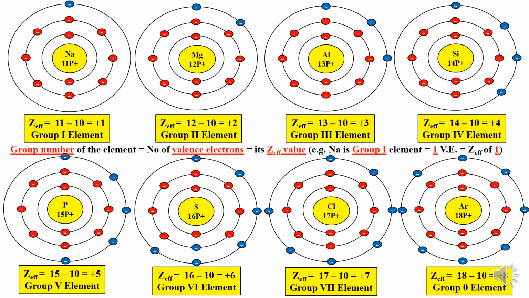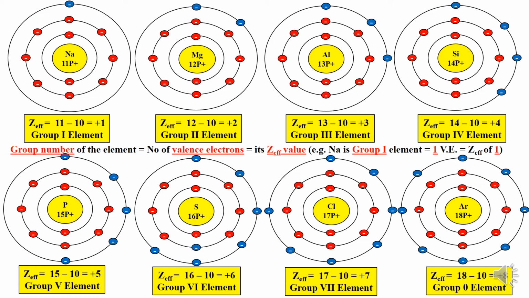So if you know any one of these three, so if you know the group to which the element belongs, its valence electron will be the same as well as the Z effective value. So for sodium element, it's a group 1 element. So its valence electron will be 1 and Z effective value will be 1. So what about aluminium? So aluminium is a group 3 element with 3 valence electrons and Z effective value of 3.